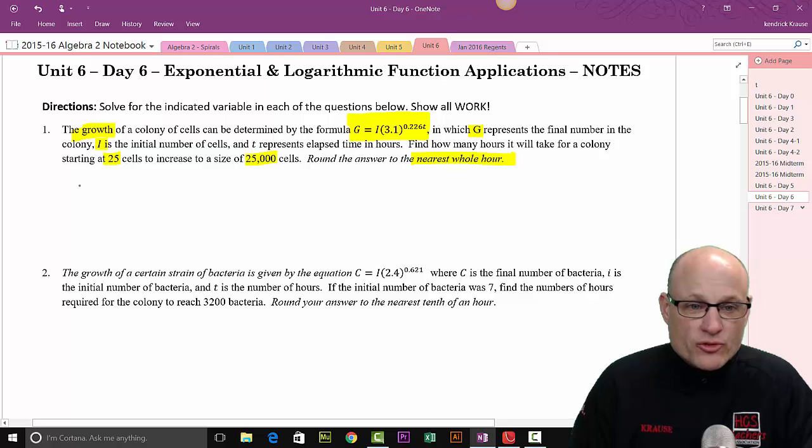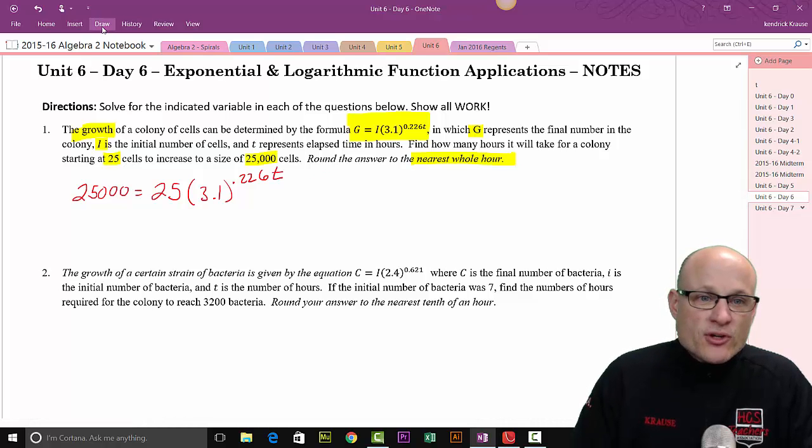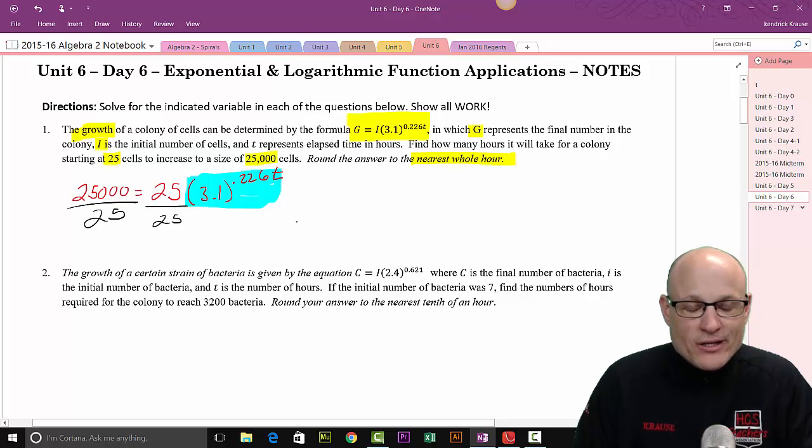Not a problem. So we're going to end with 25,000. That's G. That goes on the left side. We're going to start with 25. And we've got 3.1 to the 0.226 T. So, just as a reminder, we're going to isolate the weird thing. Now, this thing here is the weird thing because it has the exponent that is a variable. So, we need to get rid of the 25. Let's see, 25 into 25,000. Gee, I wonder if that's 1,000.